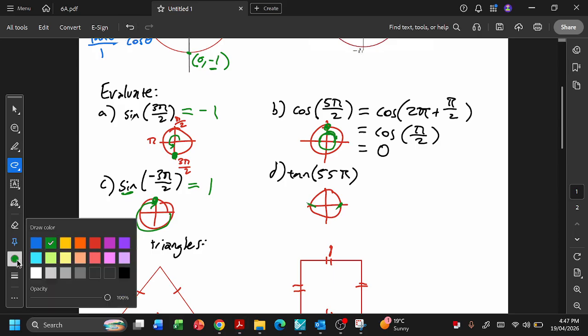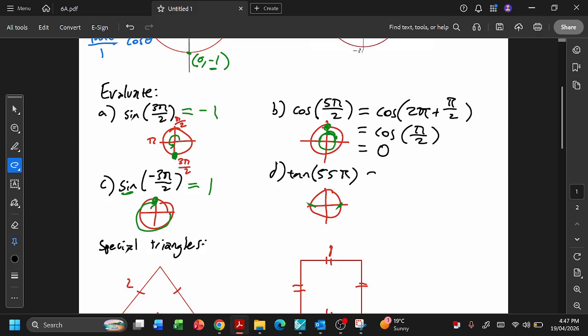So we can see this is an odd number of pi radians, so this is just going to be the same as tan of pi. So we're going to be ending up right here on the unit circle. So tan is the ratio of sine to cosine. So that is sine pi divided by cosine pi.